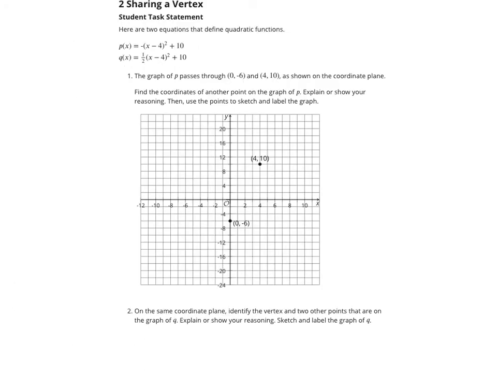Here are 2 equations that define quadratic functions, p of x and q of x. The graph of p passes through 0, -6, and 4, 10 as shown on the coordinate plane. Find the coordinates of another point on the graph of p and explain or show your reasoning. Then use points to sketch and label the graph. So I'm working with p of x. If I just look at p of x, I know that the vertex is 4, 10. And that is the point that they've given us right here. And then 0, -6 is the y-intercept.